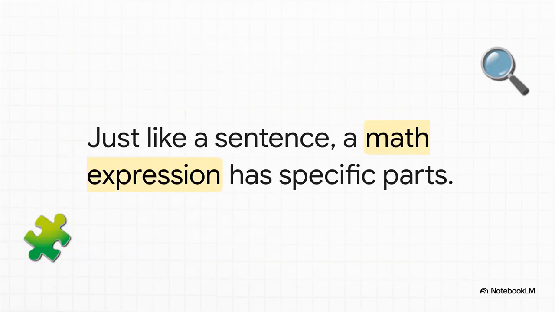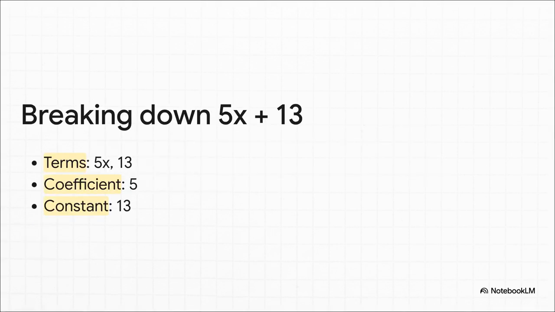And just like a sentence you'd read in a book, every math expression has its own specific parts, and each one plays a very specific grammatical role. Let's look a bit closer at the structural vocabulary of an expression, like, say, 5x + 13. We've got our distinct terms, which are the parts being added or subtracted, in this case, the 5x and the 13. Then we have the coefficient.